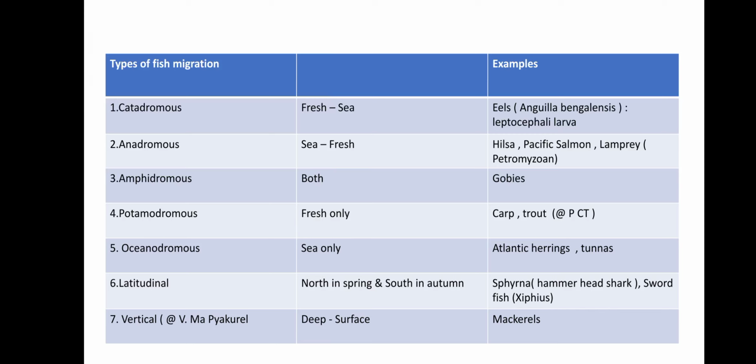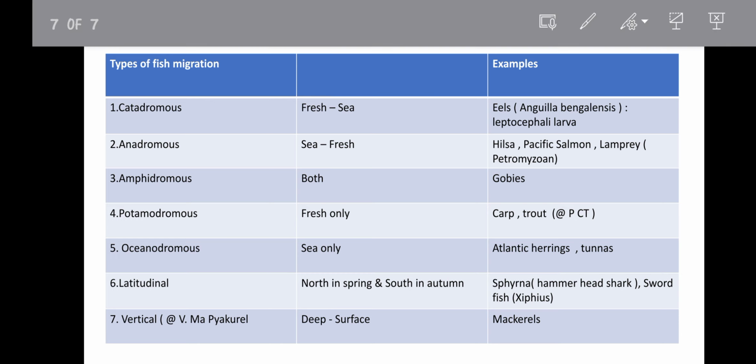Hello everyone. Today I'm going to talk about migration of fish, and we have its types like Catadromous, Anadromous, Amphidromous, Potamodromous, Oceanodromous, latitudinal and vertical. Let's start with Catadromous.